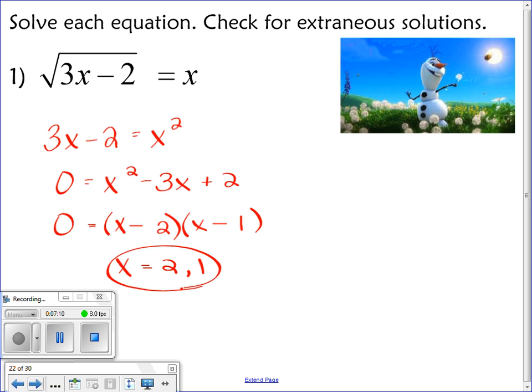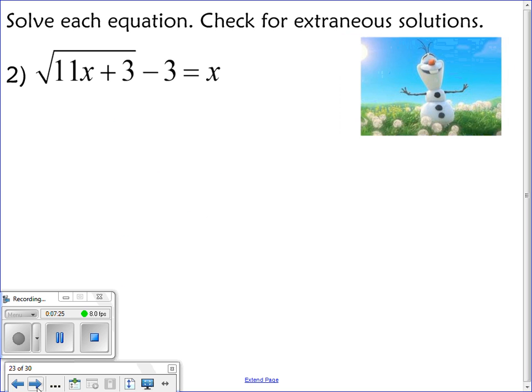Because sometimes what happens is you get one side, you're like, yeah, the square root of 4 is 2. And then you plug it back in on the other side, and it's like negative 2. 2 is not the same as negative 2. So you got to be careful. Okay? You just want to make sure each side of the equation equals the same thing when you plug it back in. Okay, so number 2.